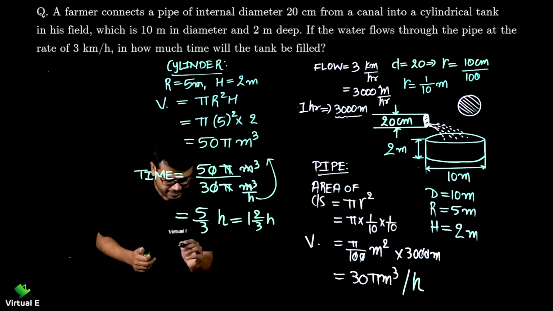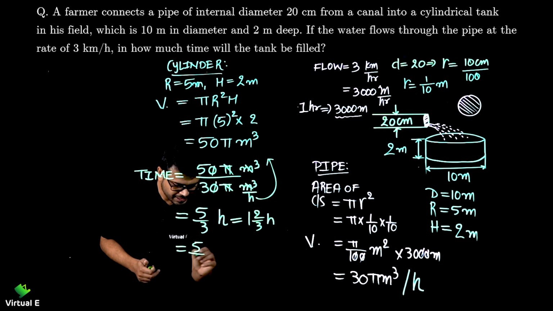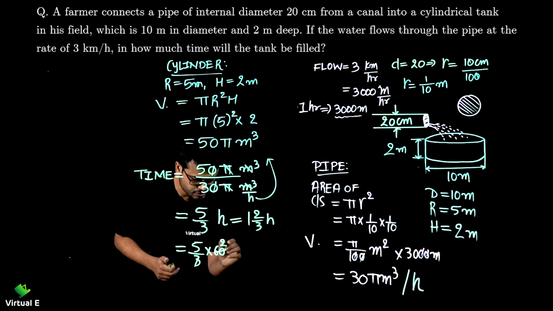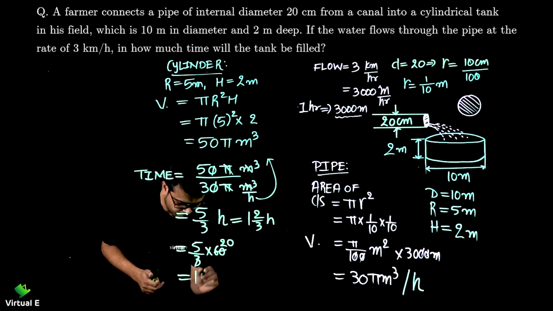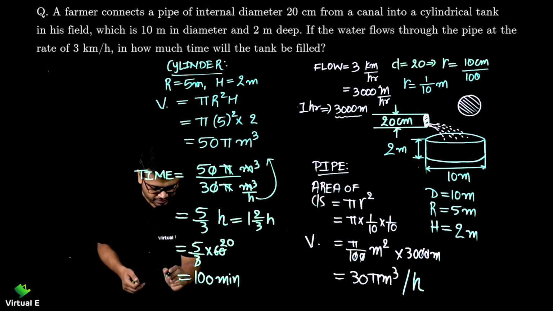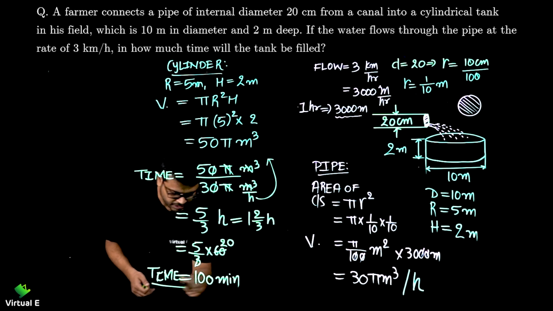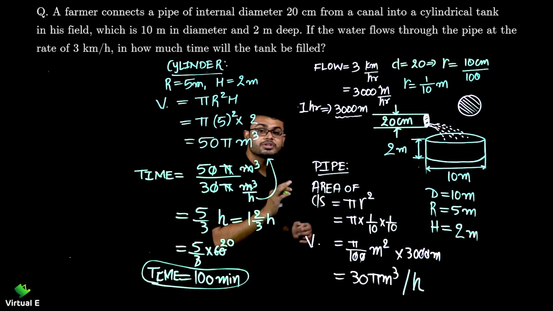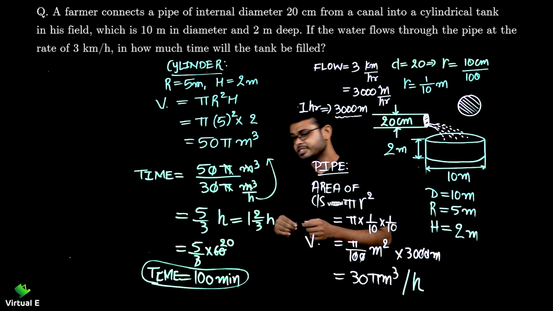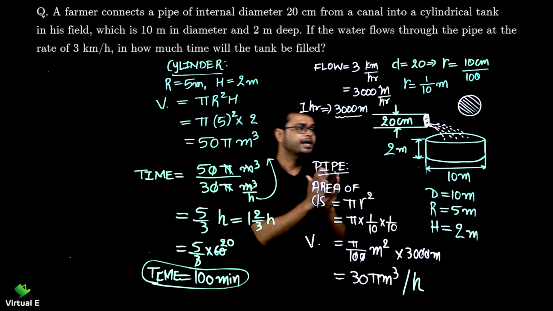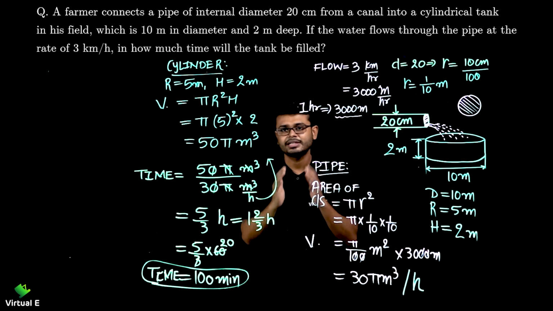Or if you want to get it in terms of minutes, 5 by 3 into 60, 3 ones are 3 and 20s are 60, so that is 100 minutes. If nothing is mentioned so far, then you can write both answers, in terms of minutes or hours, it will work. But if it is mentioned that you need to get it in terms of minutes, then you need to multiply with 60. So let's recall the concept. Here we need to find the time rather than the volume.